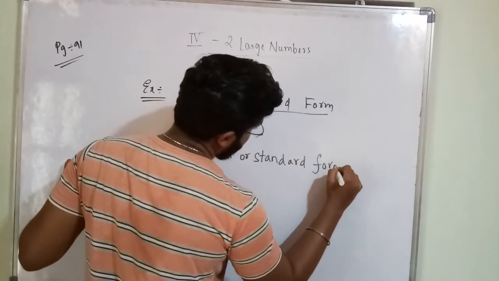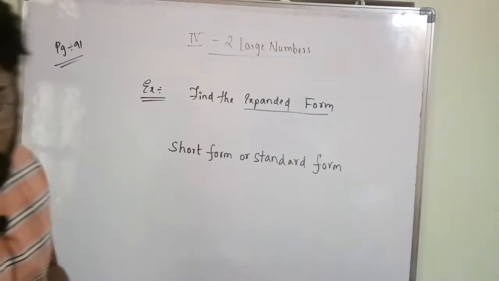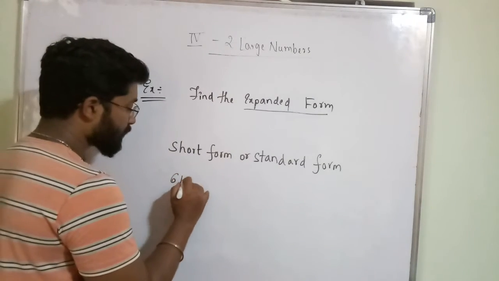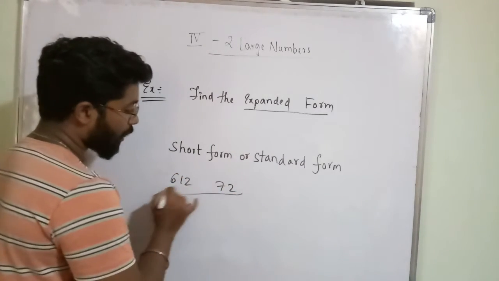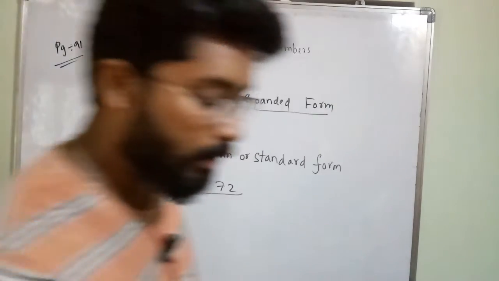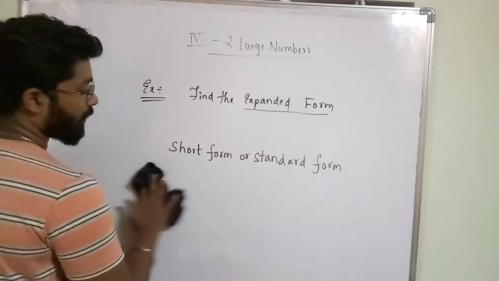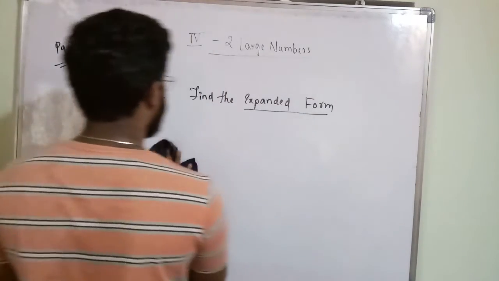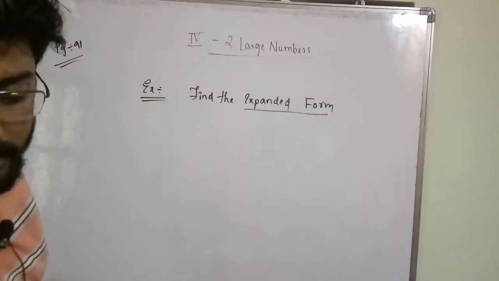Okay, if the number is in numerical form, that means that is the original form. In numbers only, like 612, 72, these are all in numbers. So that is called the standard form or short form. That is the original form of the number. So when you are expanding, if you are summing all the place values of the digits, then it will become the expanded form.